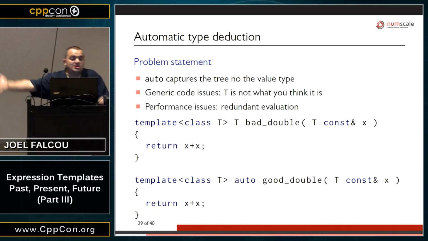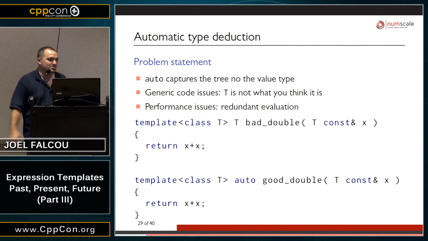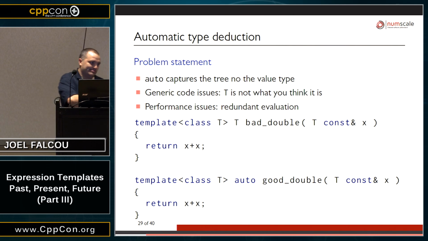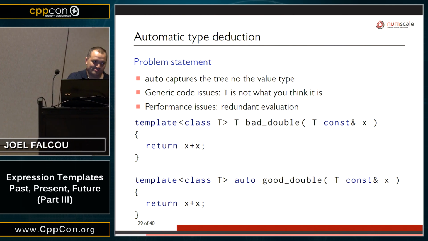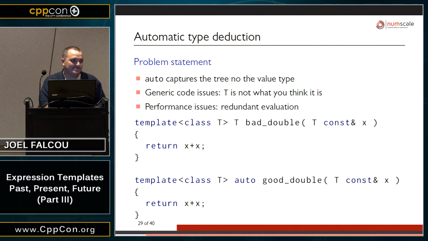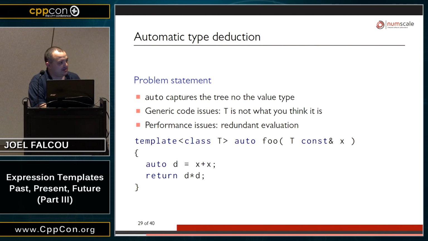And what you should be doing is what good_double does. You just return auto. And then you get the correct types. I don't say you get the correct results. You get the correct types. More on that. And the other issue is that sometimes you do something which is completely, you know, logical, but will lead to crappy performance.